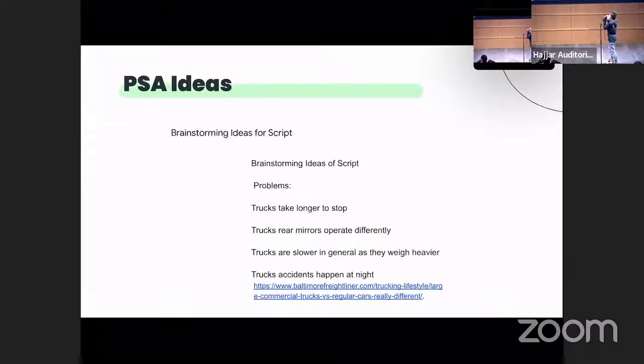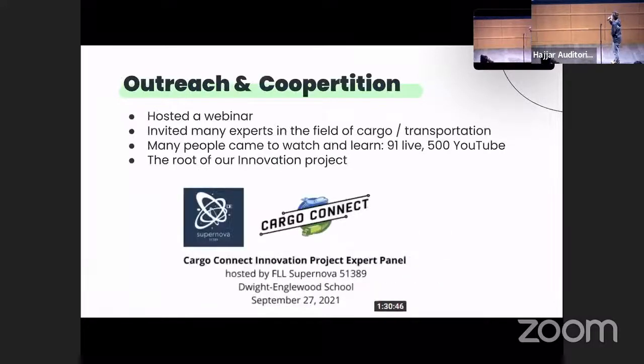So we had many ideas for our public service announcement. I think we went through 2 to 3 weeks of brainstorming what we wanted to put in it. And this is a screenshot of some of the ideas that we wanted to put in our public service announcement. For example, trucks take longer to stop, trucks' rear mirrors operate differently, trucks are slower in general as they weigh heavier, and truck accidents mostly happen at night. So those were some of the issues that we wanted to highlight.